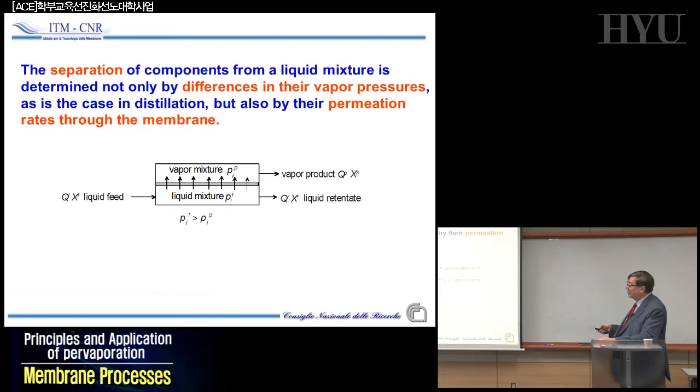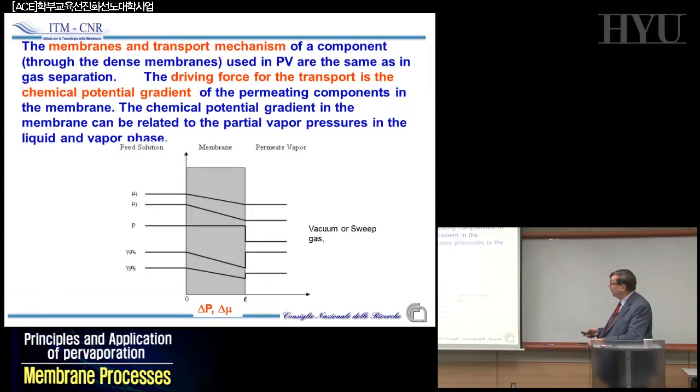In the schematic vision of our system, you have a liquid feed on one side of your membranes. The liquid mixture faces the membrane and the vapor goes across. So, starting from one stream, you end up with two streams: the liquid retentate, and the vapor product across your membranes. You are assuming that the vapor pressure on the feed side has to be higher than on the permeate side, otherwise you don't have any driving force across your system.